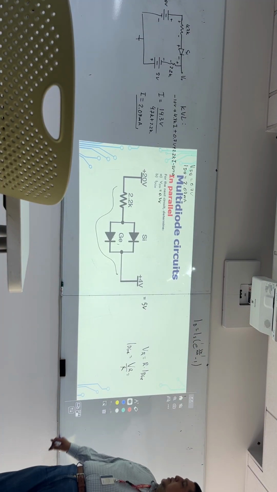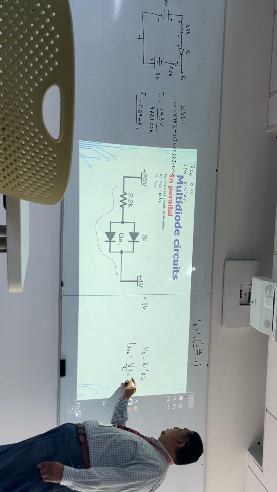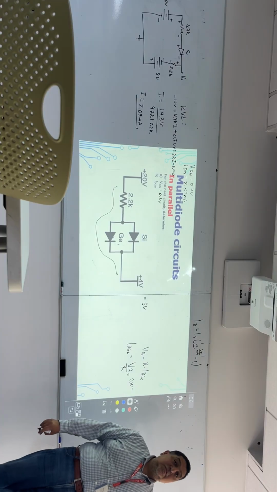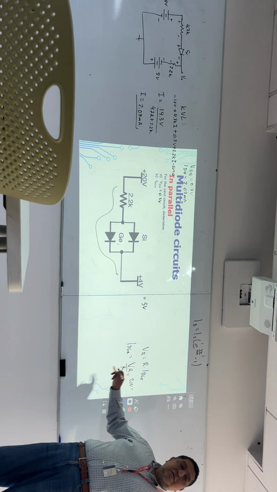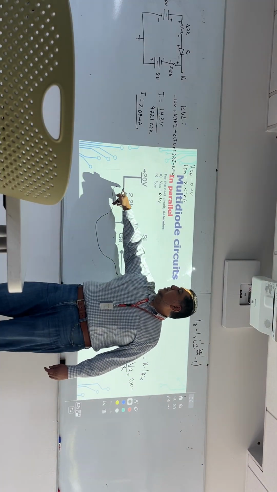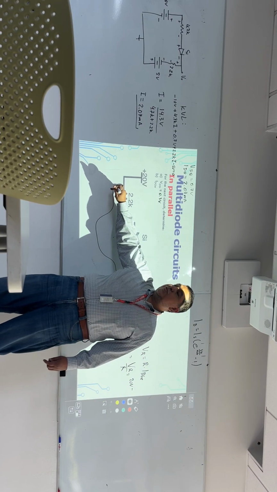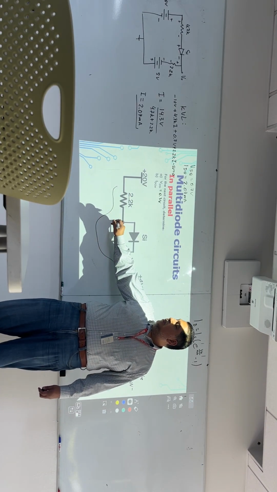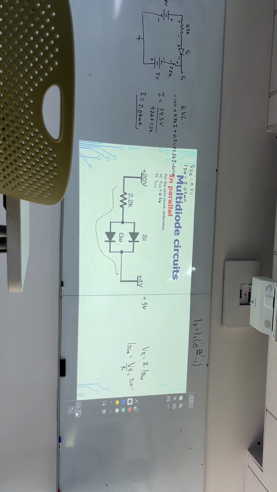Now, what voltage do I have here? 20 volts. We want to get VR. That is the voltage across the resistor between this point and this point. So we already know that the voltage here is 20 volts. Now tell me what voltage do we have here. 4.3. Excellent.